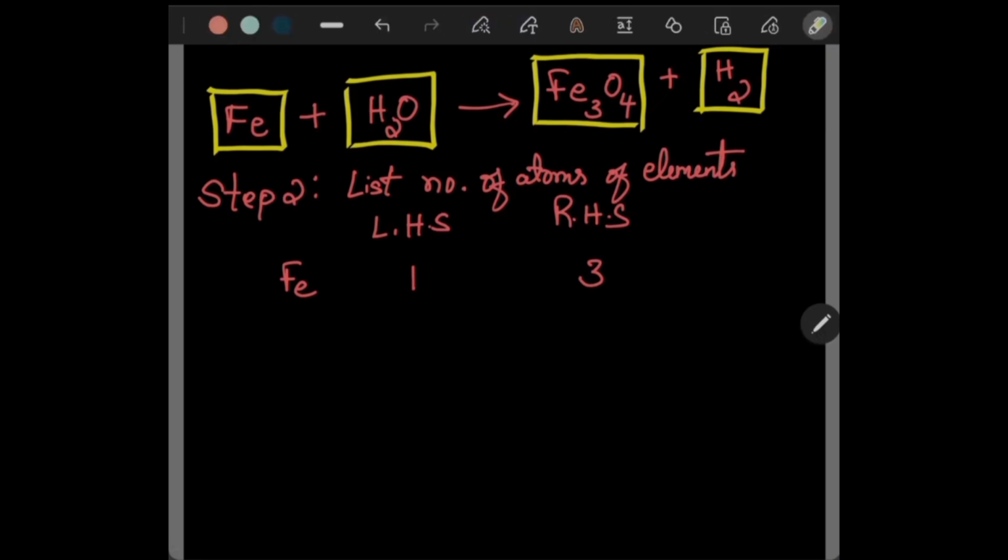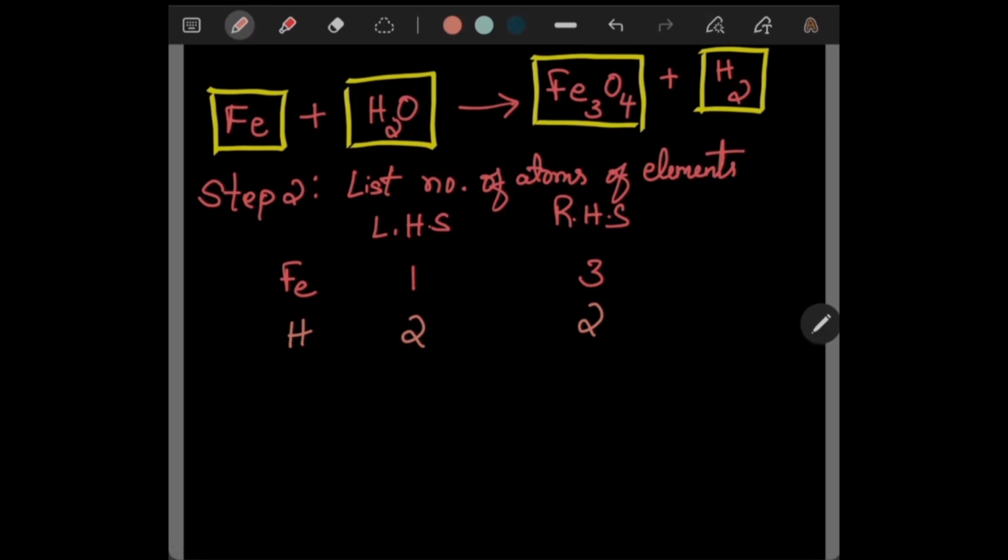As you can see here, there are 2 atoms on the left hand side and there are 2 atoms on the right hand side. So for hydrogen, the number of atoms present on the left hand side is equal to the number of atoms present on the right hand side. Therefore the hydrogen is balanced. So we have 2 atoms on the left hand side and 2 atoms on the right hand side.